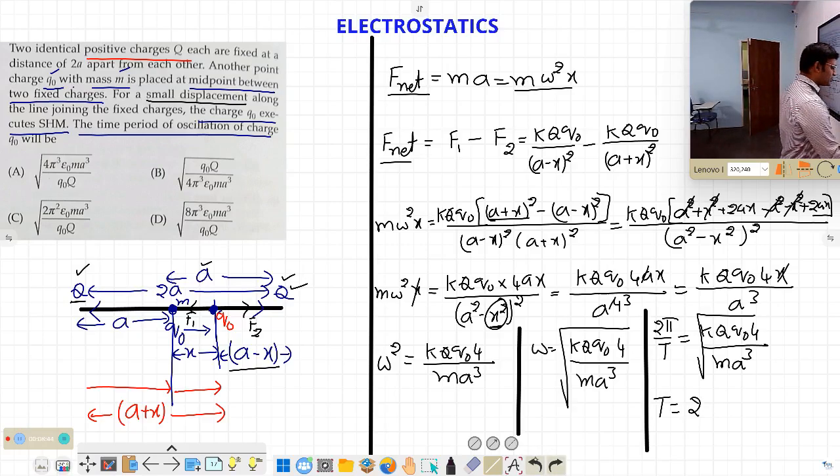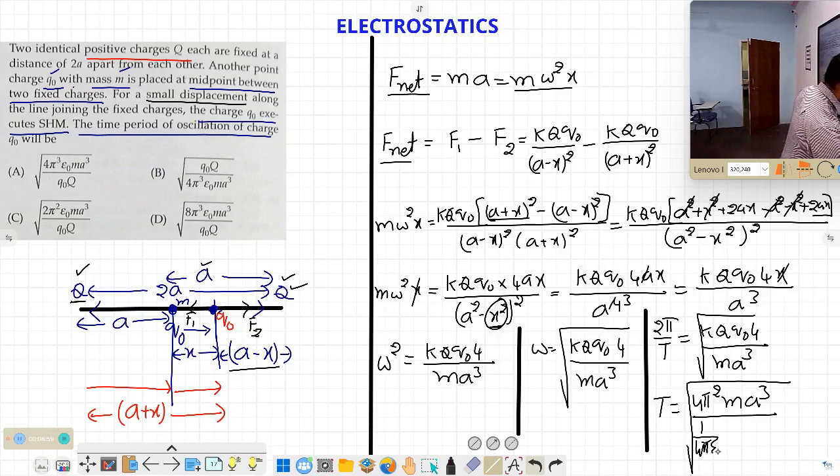If you take this one inside the root, it becomes 4 pi square. So I am writing in a single root, that is 4 pi square into m a cube already in the root by k value. K value is 1 by 4 pi epsilon naught into capital Q small q naught into 4. So what are the things you can cancel? You can cancel it here. This 4 we can cancel, and we can't cancel anything.